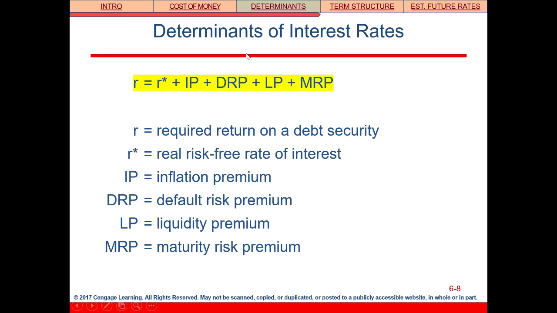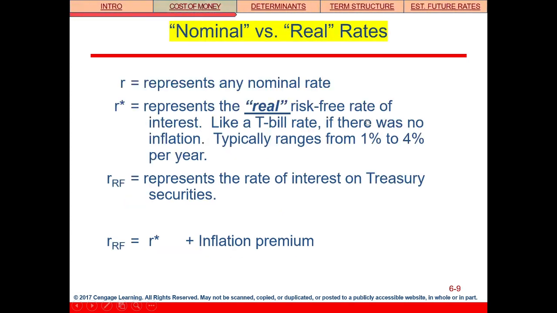So the third determinant is DRP. This is default risk premium. Yeah. And then the second last premium is liquidity premium. And then the last one is MRP, maturity risk premium. Okay, so now let's discuss them one by one. Let's start from R star and R.